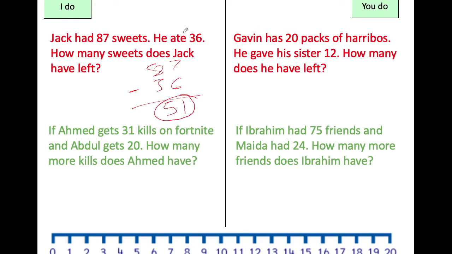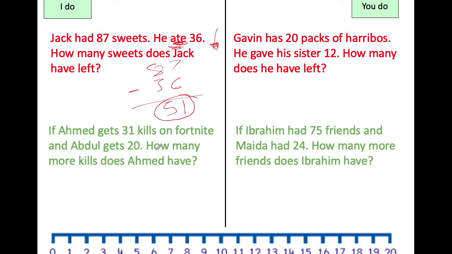So it's important to recognize when it's addition or subtraction. Because we know Jack ate the sweets, we know that the number has gone down. So we know this question is going to be subtraction. Moving on to the next example.